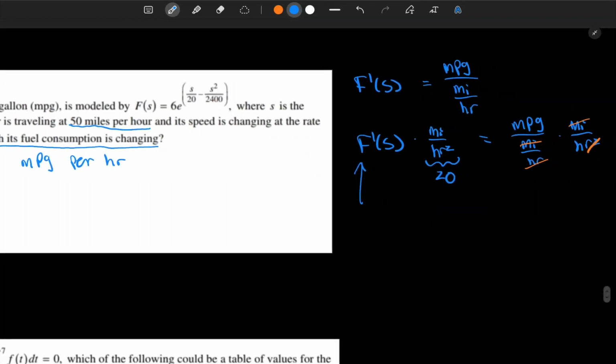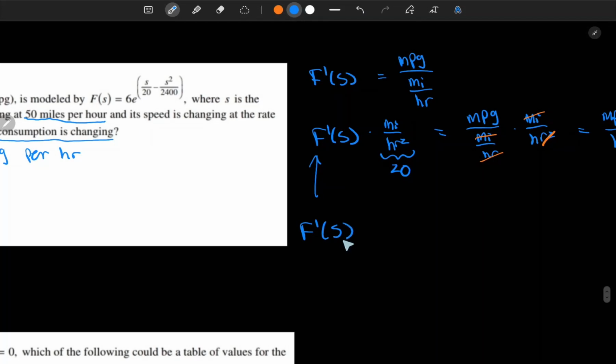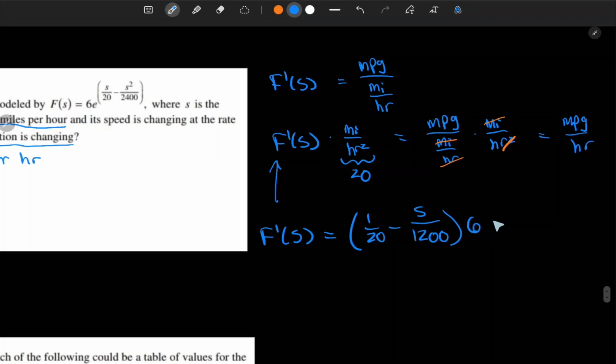Doing so, we see that f prime of s is equal to 1 over 20 minus s over 1200 times 6 times e to the s over 20 minus s squared over 2400. Then, using our calculator, we can plug in for s is equal to 50. So f prime of 50 is equal to 0.215. And again, that's just from the calculator.